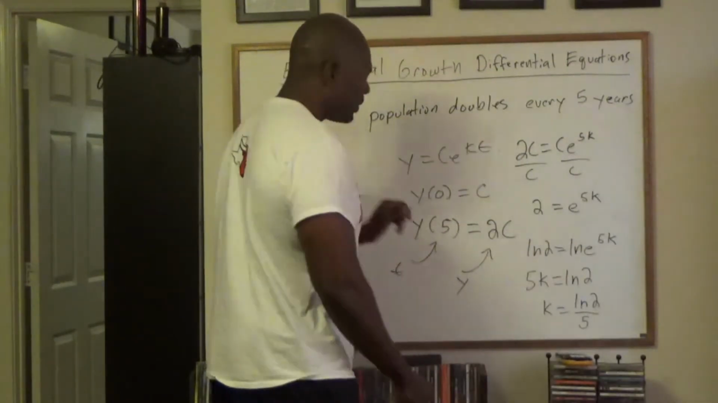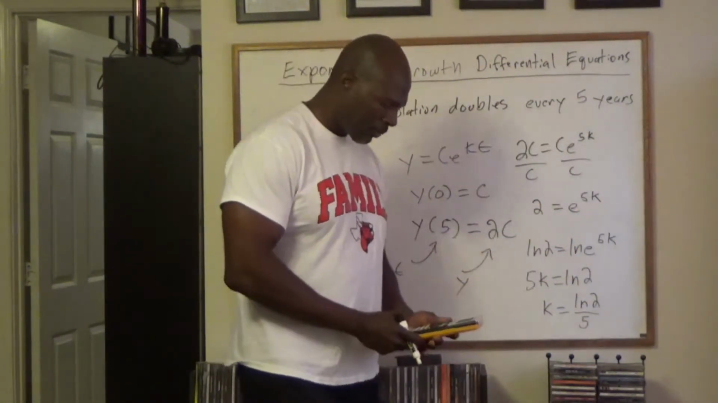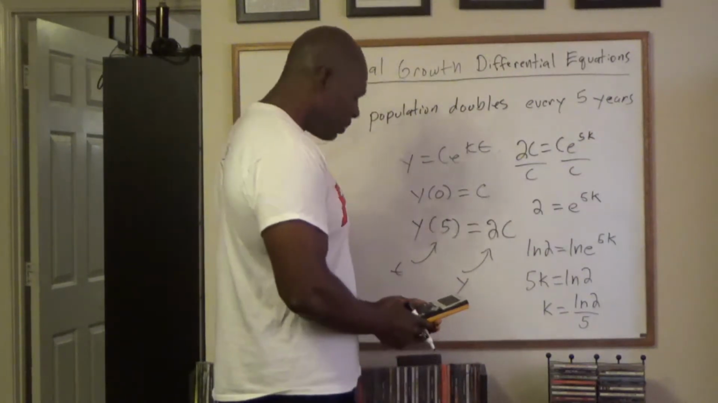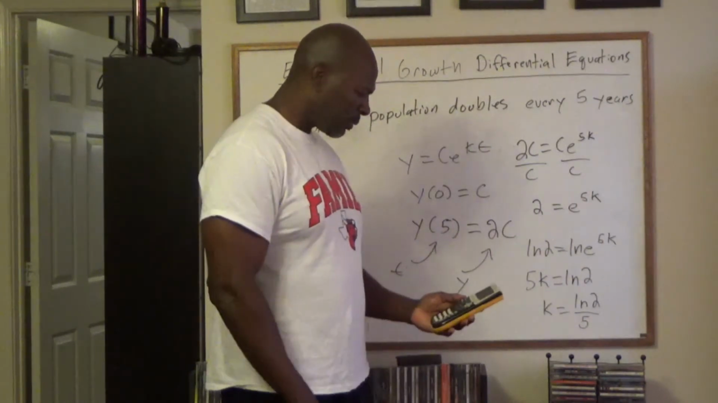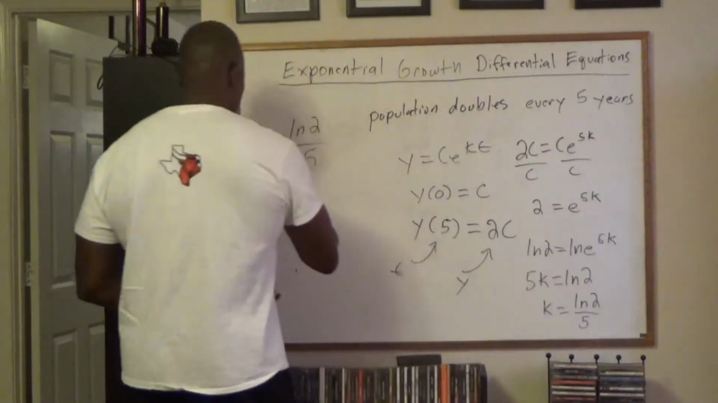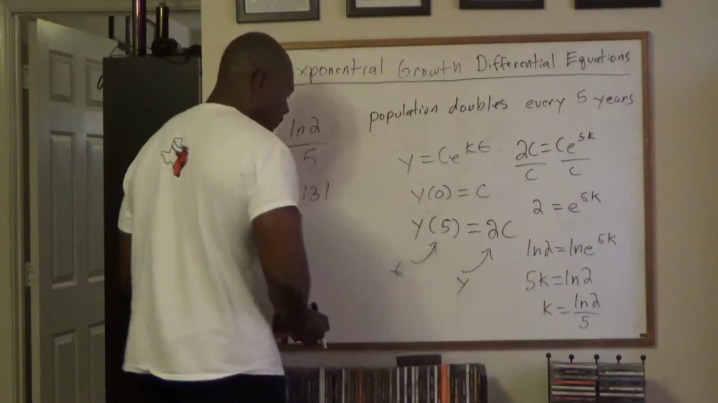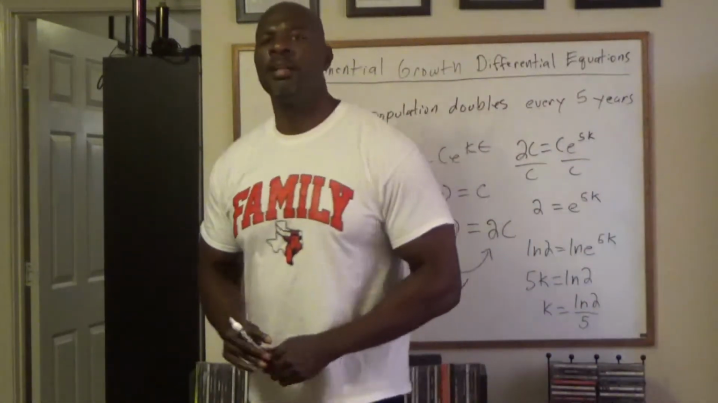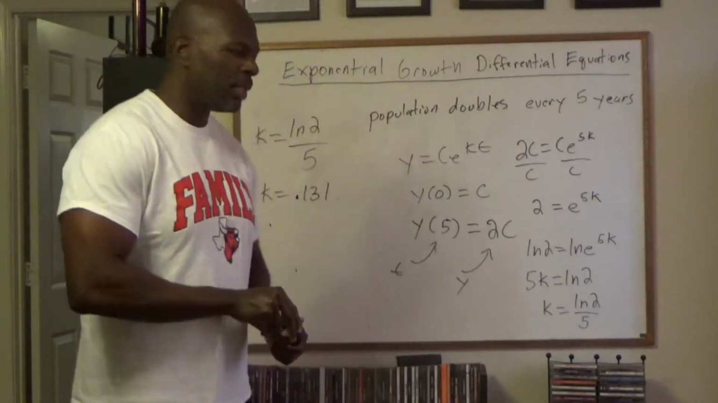So I'll do this little calculation in the calculator. I have a handy calculator here, and I'm going to go ln 2 divided by 5, so about 0.131. All right, so that's how you do that particular problem. I'll now go ahead and put the third example on the screen.